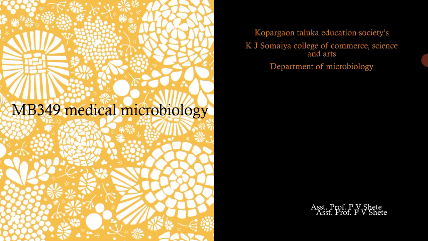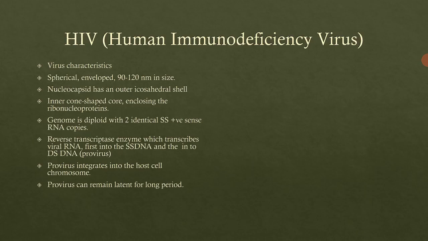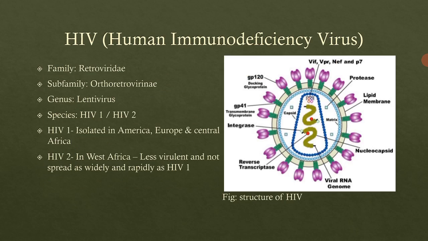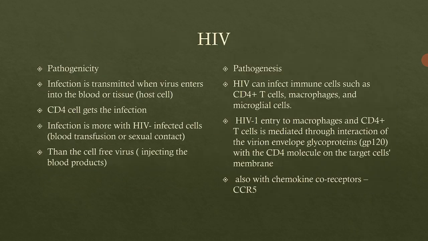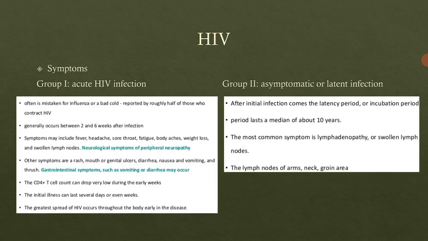In the last online lecture, we saw the HIV virus and several properties of the HIV virus. In that lecture, we saw the virus structure, the genomic structure of that virus, right? Then the classification based on family, subfamily, genus and species. Then we saw the pathogenicity and the pathogenesis of the virus. After that, we saw what the symptoms of this HIV infection are.